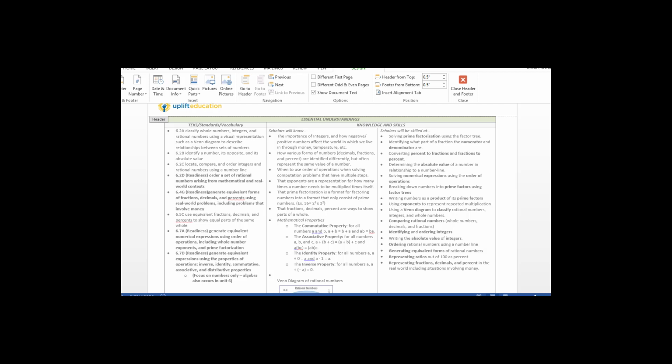Next, we have our essential understanding. This is broken down into our TEKS, standards, and vocabulary, and knowledge and skills. With our TEKS, these are things that will be STAAR tested that we want scholars to know. It's broken down into 2 categories. We have our readiness categories, and the ones that do not have readiness are our supporting categories. We want scholars to know both to get ready for the STAAR.